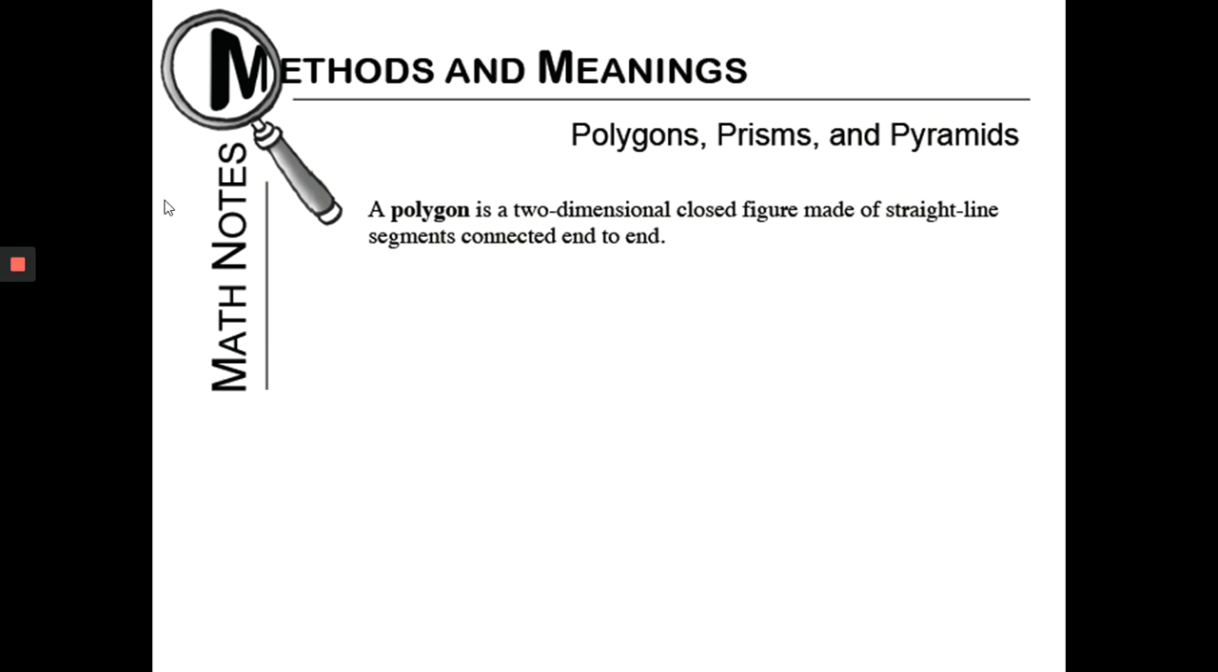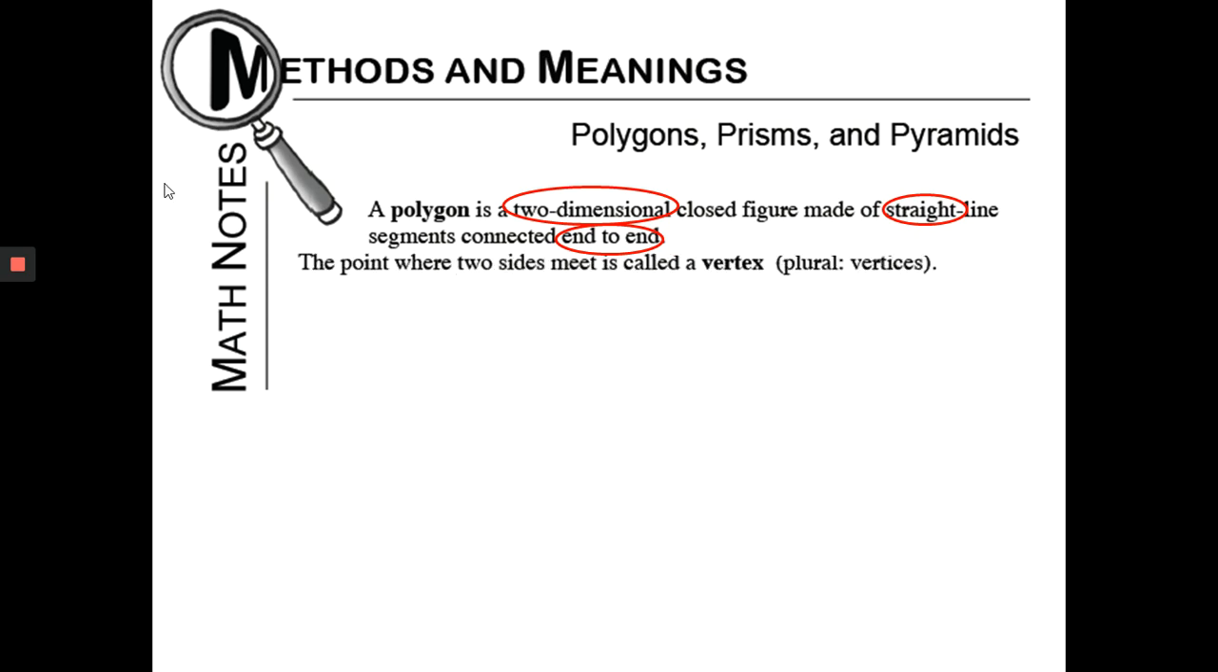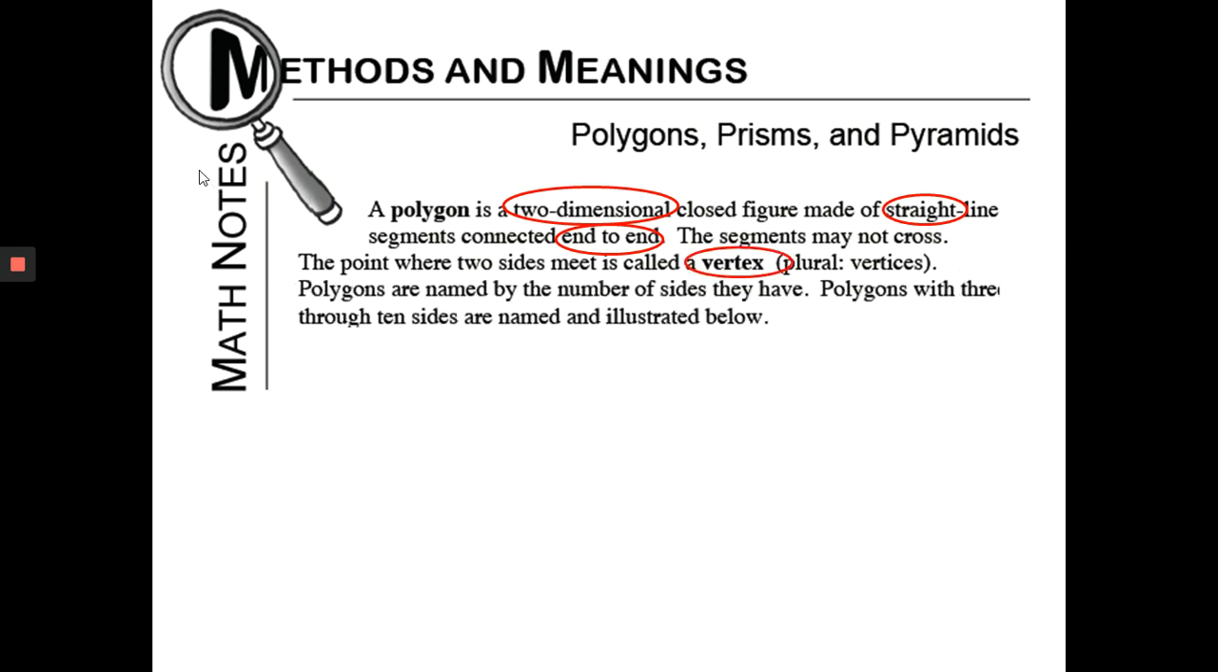So a polygon is a two-dimensional figure. It's closed and it's made up of straight line segments that connect from end to end. And the point where two sides meet is called a vertex. Okay, now these segments can't cross or else they're not going to meet at one point. Okay, so vertex is very important.